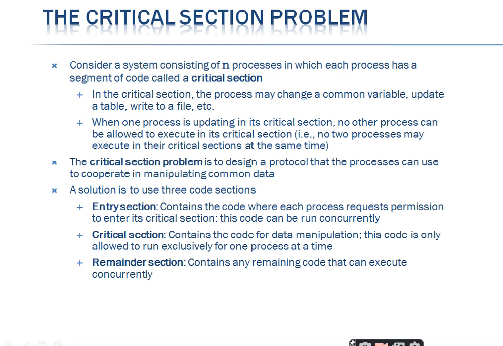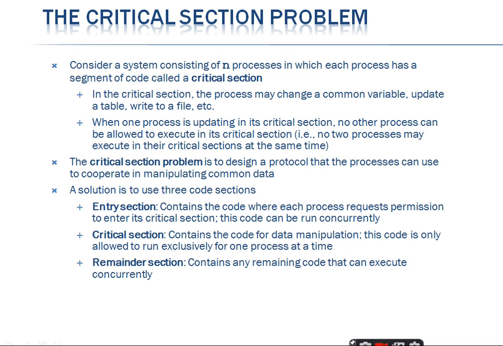Now in this critical section, the process may change a common variable, update a table, write to a file, and so on. So these are the operations that can be done in a critical section. Every process has its own critical section, which manipulates common variables, a file shared among the cooperating processes, or updates a table which is shared among the processes.